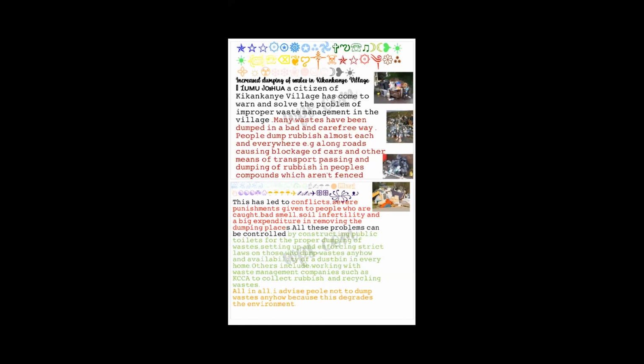Then enforcing strict laws on those who dump waste anyhow. We can work with the LC chairperson, or maybe the member of parliament who is responsible for that, to continue enforcing strict laws on those who dump waste anyhow, and availability of a dustbin in every home. That includes working with the chairperson so that we can have a dustbin in each home, or maybe the chairperson or the member of parliament, or even the village members can contribute some money in a circle, which will be enough to give dustbins in each and every house.